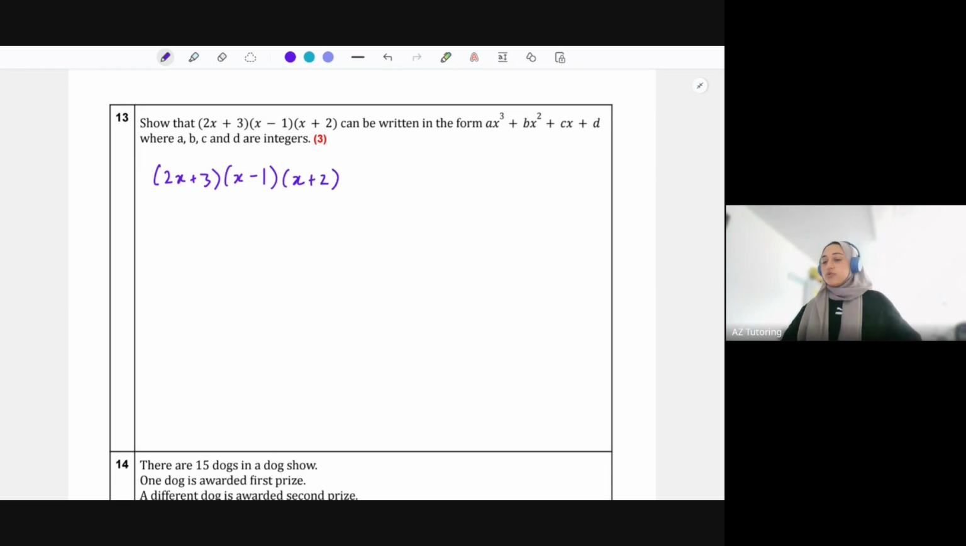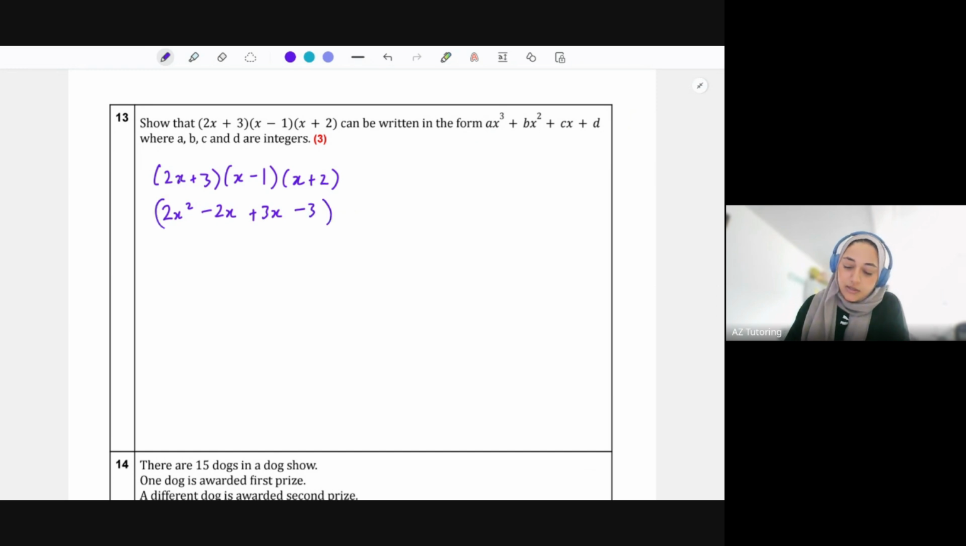So I know some of you use grid method to do this. I'm just going to expand these two first. And then my answers, I'm going to then times by that, is the method that I choose to do for this one. 2x times x is 2x squared. 2x times minus 1 is minus 2x. 3 times x is 3x. And then 3 times minus 1 is minus 3.